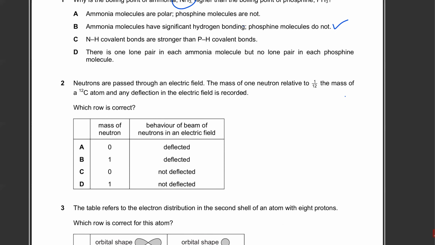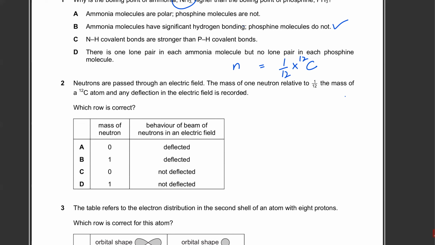Now, neutrons are passed through an electric field. Mass of one neutron is 1 over 12 the mass of a carbon 12 atom. And any deflection in the electric field is recorded. So he says that the mass of a neutron is 1/12 the mass of a carbon 12, right? I mean, talk about mass.